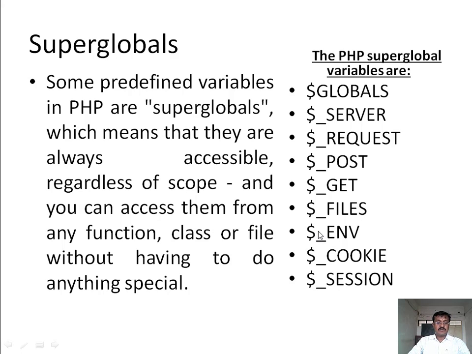ENV contains environmental variables sent by your system or shell for the script. COOKIE contains all variables sent via HTTP cookies. SESSION contains all the variables stored in a user's session. So this is about our super globals and some of the uses of super global variables.